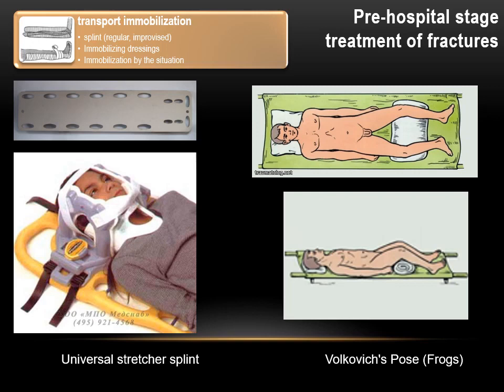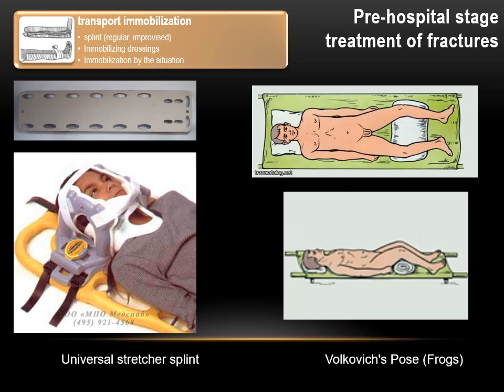Please note, here is a very interesting, mistakenly placed picture in which a person is located in the Volkovich pose, that is, in the frog pose, clearly with signs of a pelvic fracture, because this is the only way to lay a person with a pelvic injury. We will arrange him on a soft stretcher. The approach is probably wrong, because we remember that soft stretchers are not used for pelvic and spinal injuries.